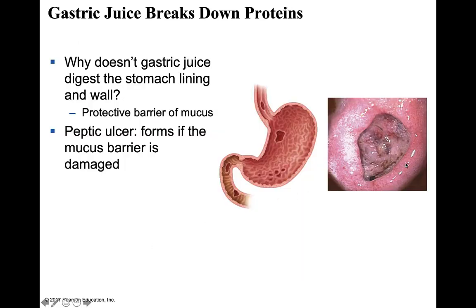Now, this would be what we see as a peptic ulcer. And this is something that happens when the mucus barrier is actually damaged. So once again, that protective barrier of mucus is really important, and it prevents the start of these peptic ulcers.